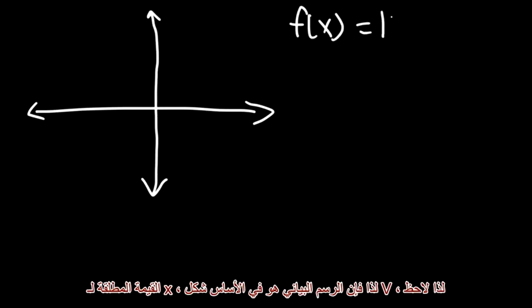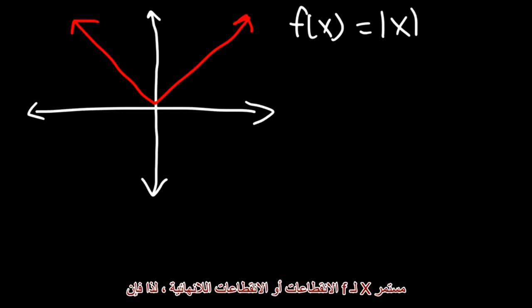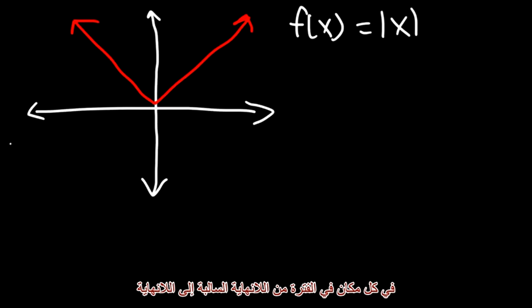Now let's move on to our next example. And let's focus on this function, the absolute value of x. So the graph is basically the shape of a V. So notice that this function is continuous. We don't have any holes, no jump discontinuities or infinite discontinuities. So f of x is continuous everywhere on the interval from negative infinity to infinity.